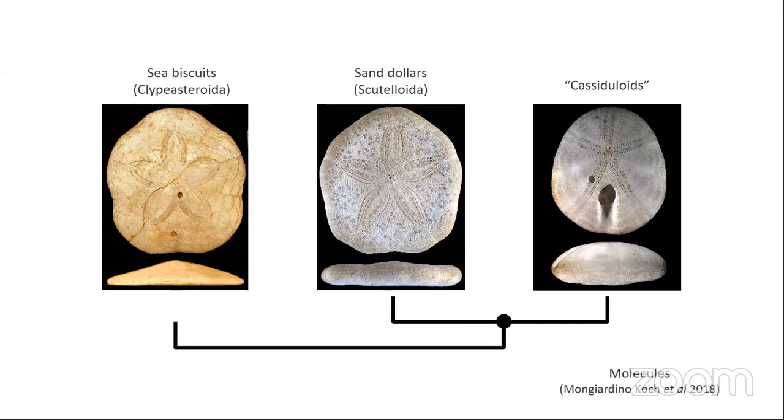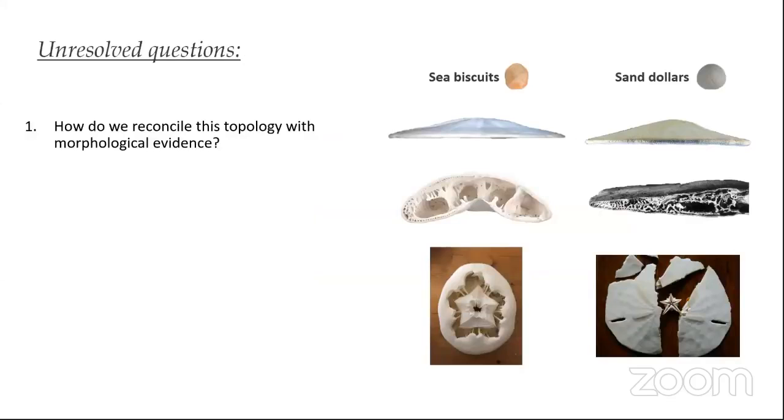Our phylogenomic results instead have corroborated the fact that at least some extant caciduloids are closely related to sand dollars, to the exclusion of the sea biscuits. And you can easily see how this topology is rather problematic, and it leaves a number of unresolved questions. So first of all, how do we reconcile this tree with morphological evidence?